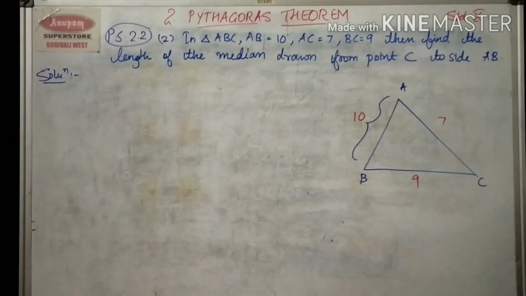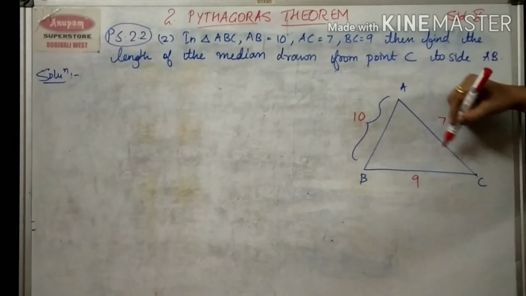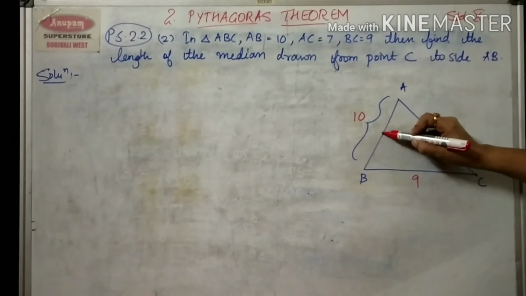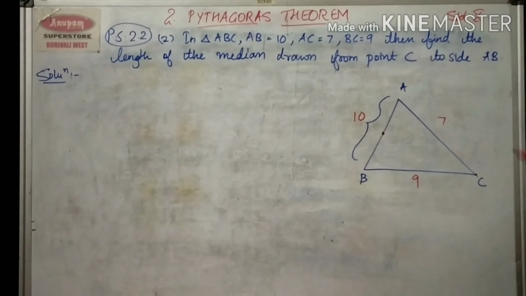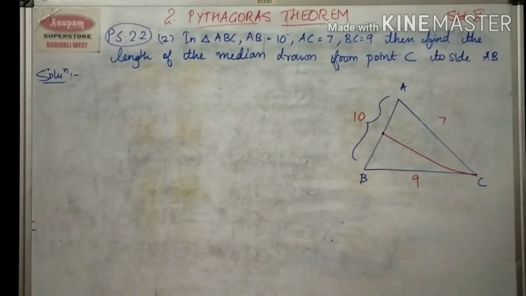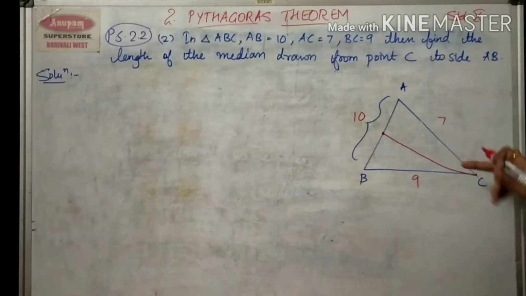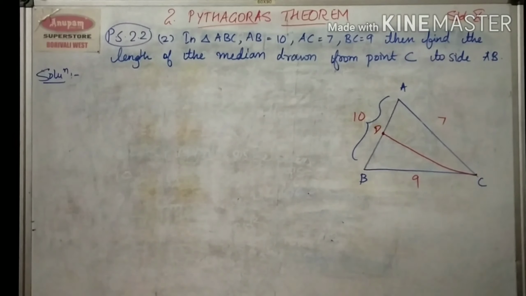So let us check out where these points are. Point C is here and side AB is here. I need to draw a median. There will be a midpoint here, the midpoint of side AB, and then I'm going to join this line. I have to find out the length of this. Let me name this point D. I want to find out the length of this CD.